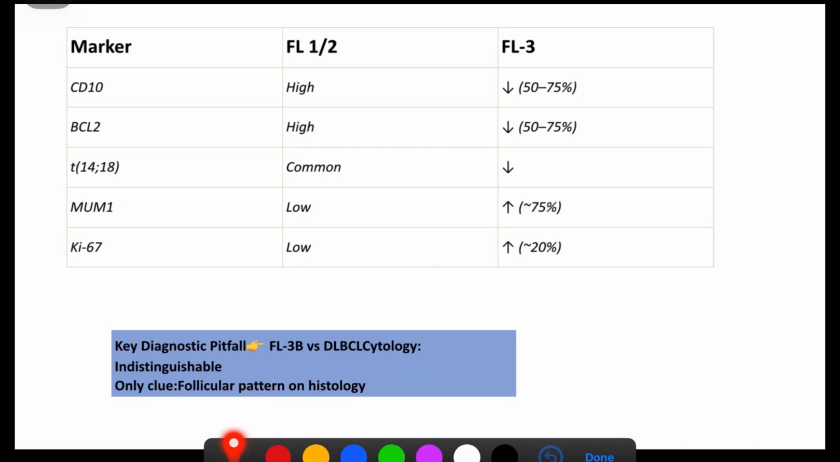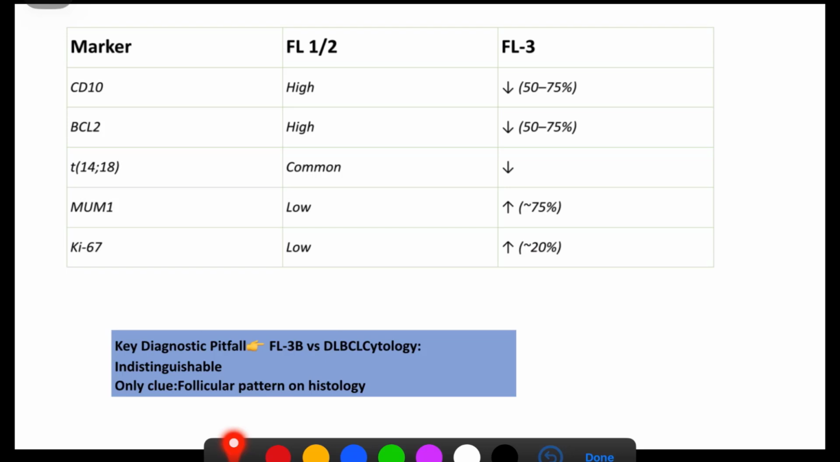So if we see CD10, BCL2 and MUM1 markers, FL3 shows decreased sensitivity to CD10 and BCL2, but MUM1 shows positivity in 75% of cases, with a high Ki67 index compared to FL grade 1 and 2.